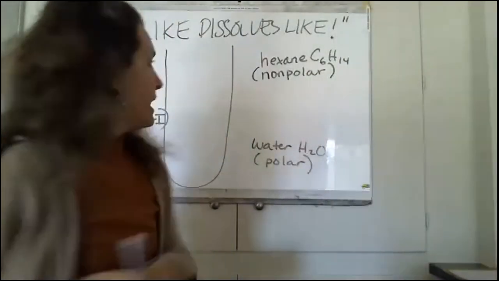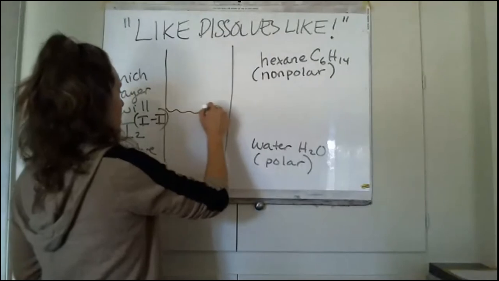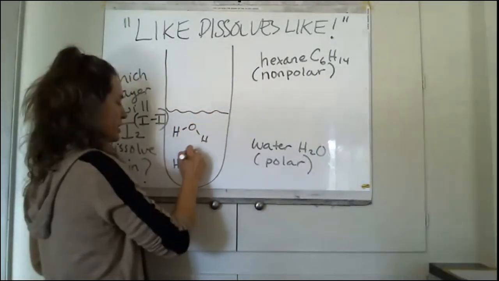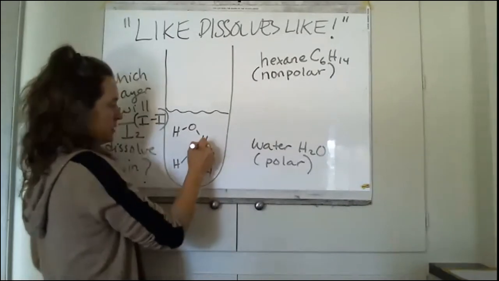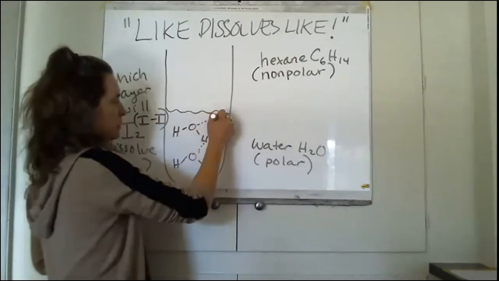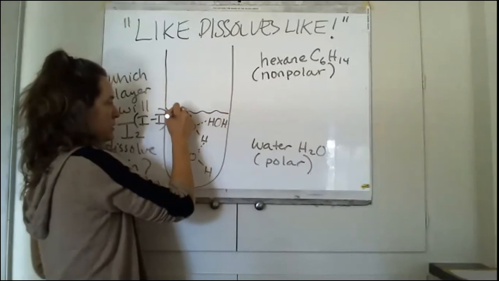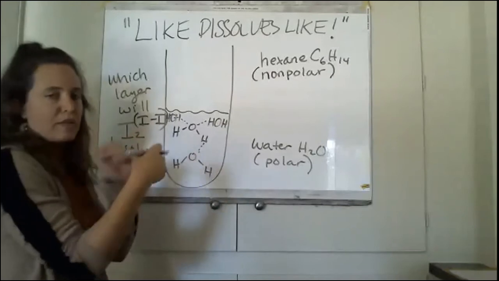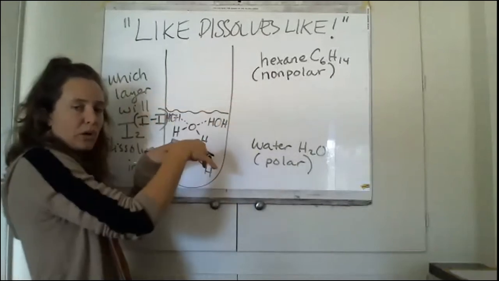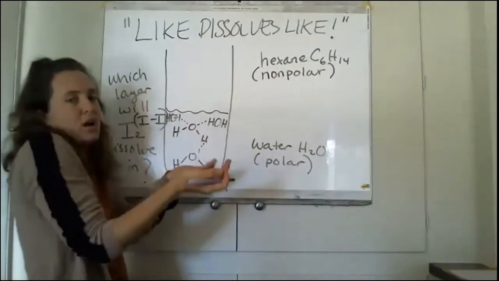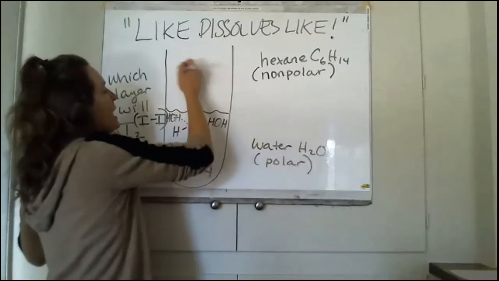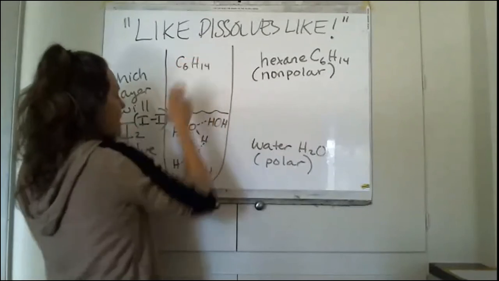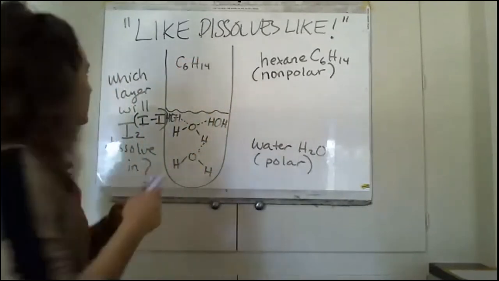So we've got the two layers. We've got the water layer, where water molecules are hydrogen bonding to each other. They're so magnetically attracted to one another that they're not going to let something nonpolar in, because it's not magnetic. And here's the hexane, and then I'll draw the iodine in the purple color.